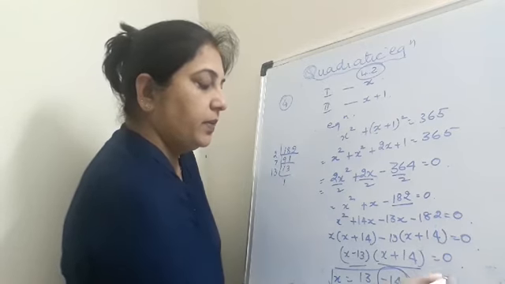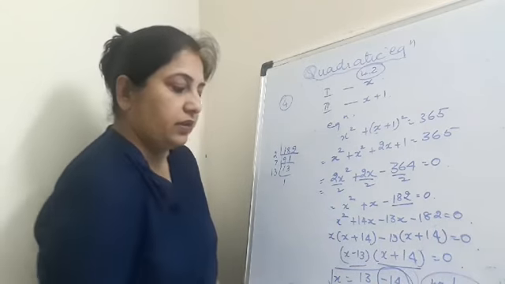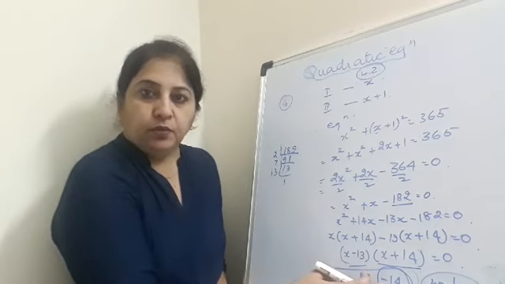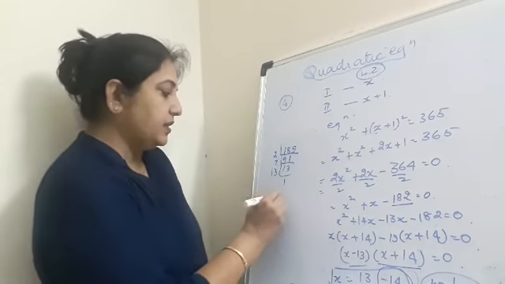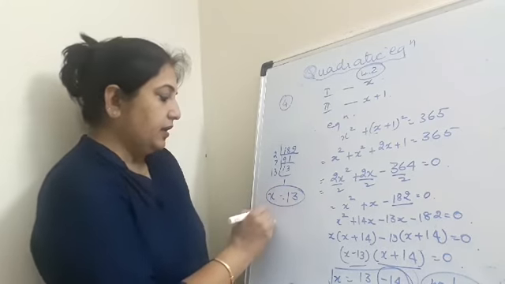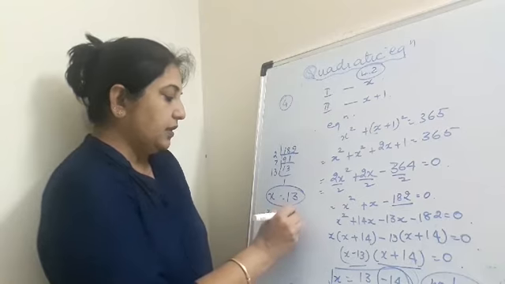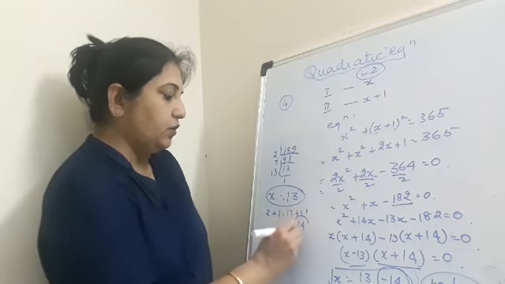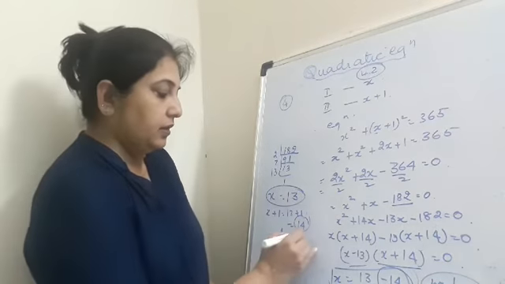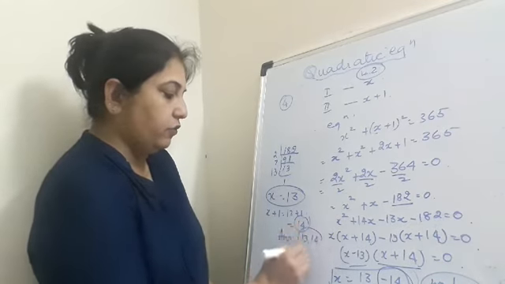Now we know that since the integer is positive, minus 14 we have to neglect. Because I have got a negative answer over here, I will neglect the value minus 14, and I will take x is equal to 13. If one integer is 13, the second integer is 13 plus 1, and that is equal to 14. So your answers, or the roots of the equation, are 13 and 14.